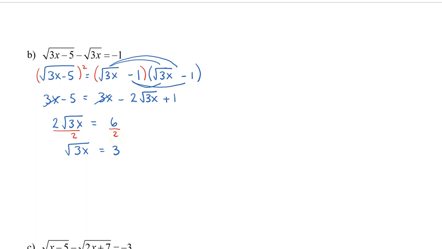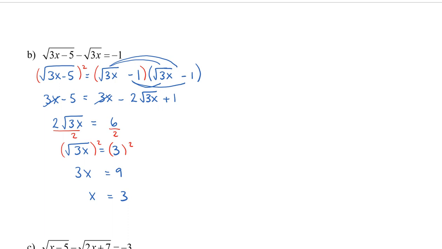Now I'm going to square both sides. And when I do that, the radical on the left side cancels off, so I'm left with 3x equals 9. Divide both sides by 3, and x equals 3.